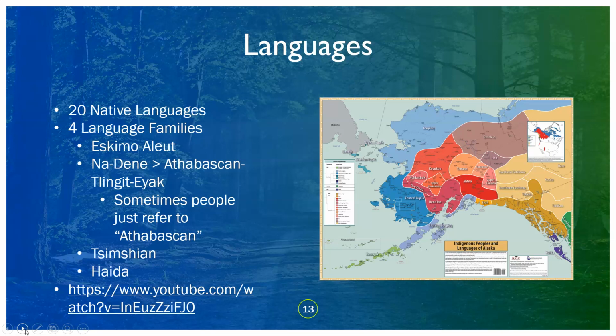Eskimo-Aleut, again, covers quite a bit of territory. Oh, I should explain what a language family is. A language family, as the name might suggest, is a group of languages that are descended from a common language. That's a little bit simplistic because usually there's more going on than just one language becoming multiple languages. But basically, the idea is that you have a mother language and then languages branching off of each other over time.